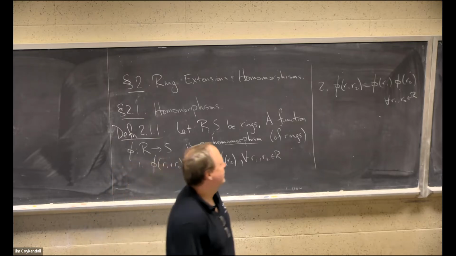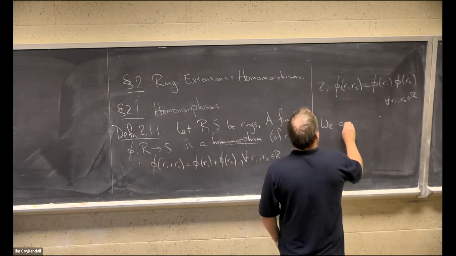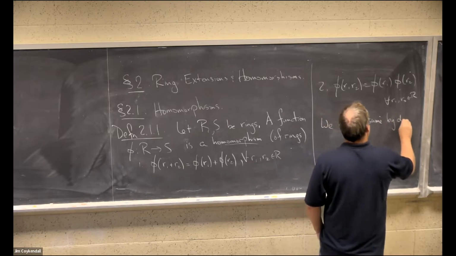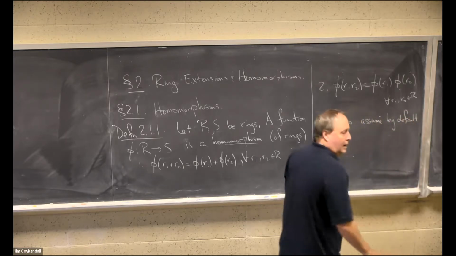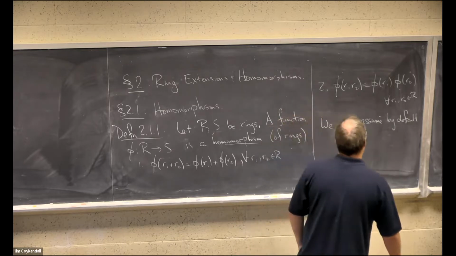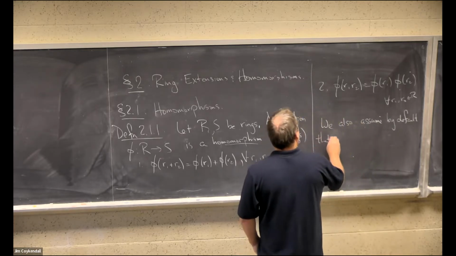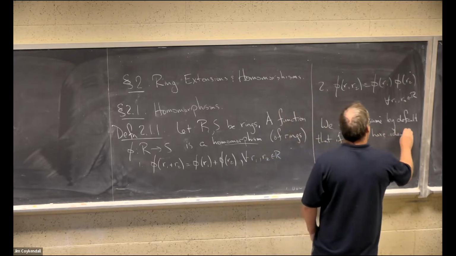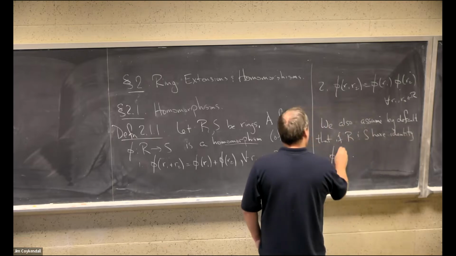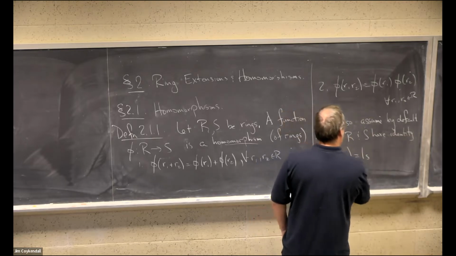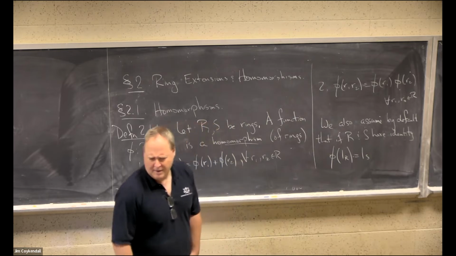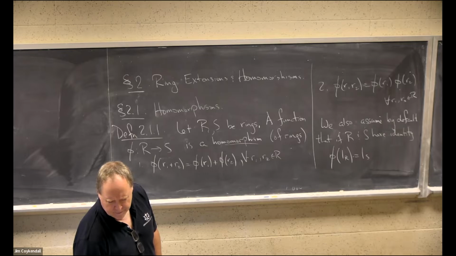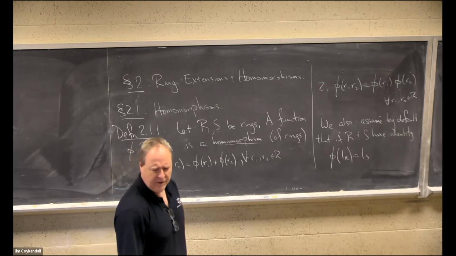Unless otherwise stated, unless I tell you specifically otherwise, we also see by default that if R and S have identity, then phi sends identity to identity. We will assume that, unless I tell you otherwise.